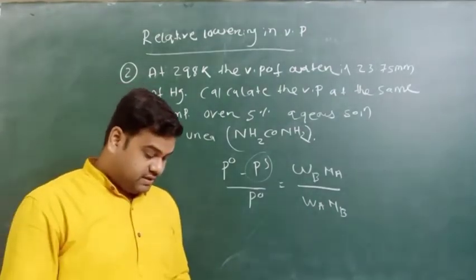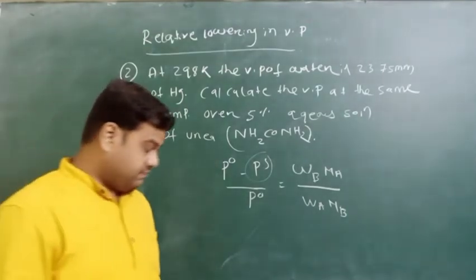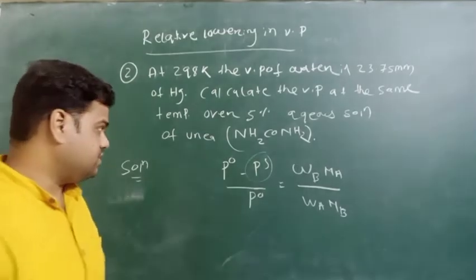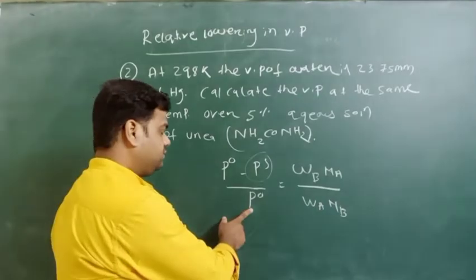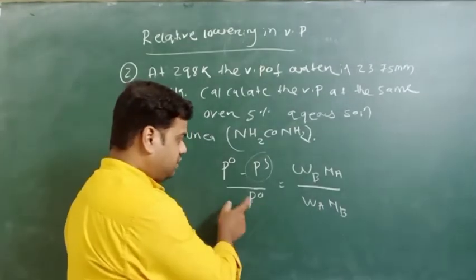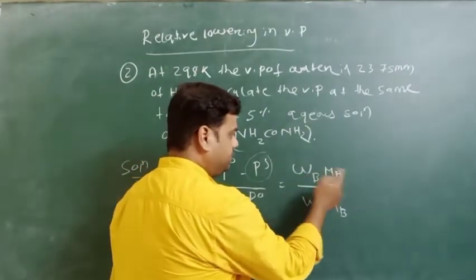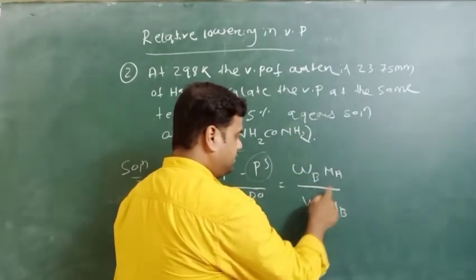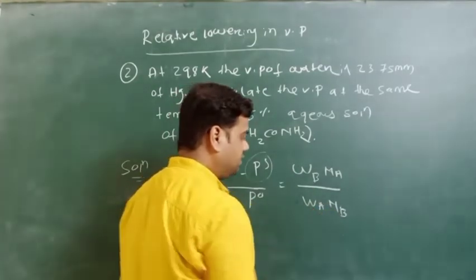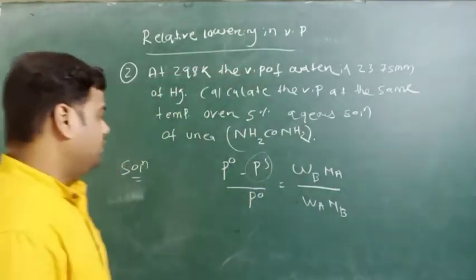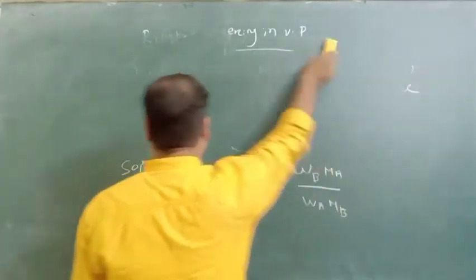Ps means the vapor pressure of the solution, and P0 is the vapor pressure of the solvent. The vapor pressure of the solvent minus the vapor pressure of the solution, divided by the vapor pressure of the solvent, is equal to the weight of the solute into the molecular mass of the solvent, whole divided by the weight of the solvent into the molecular mass of the solute. So we will write the solution.